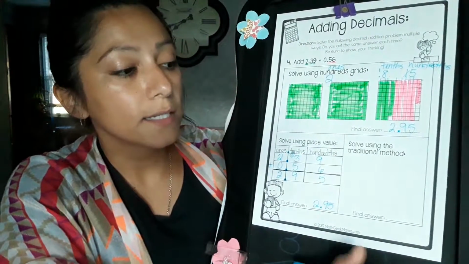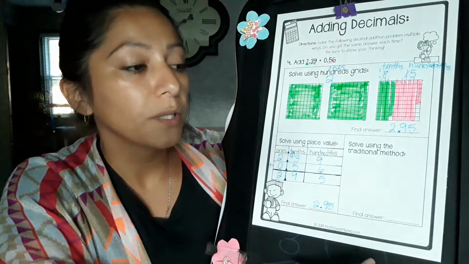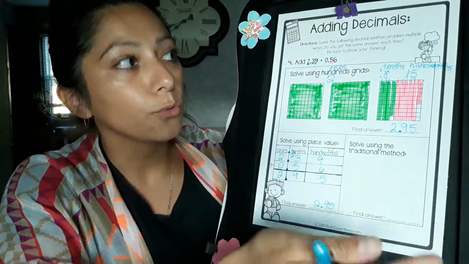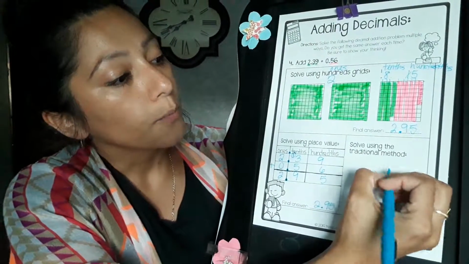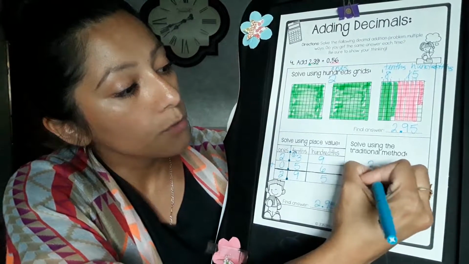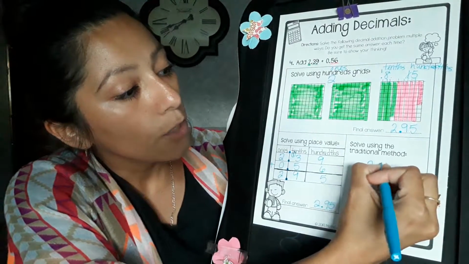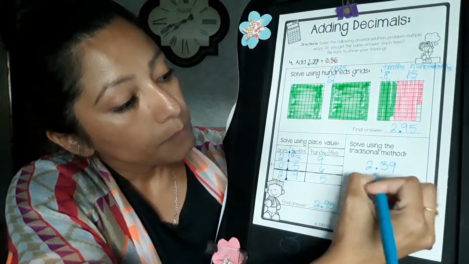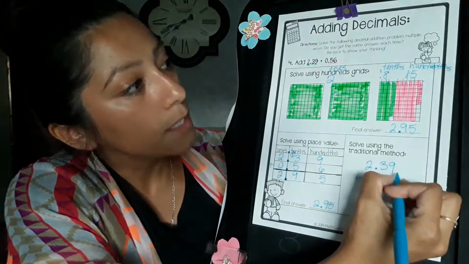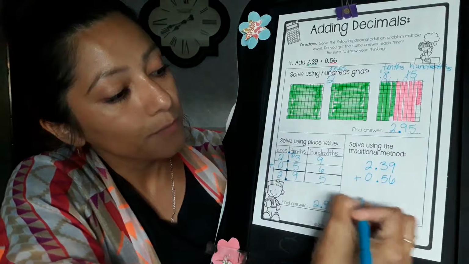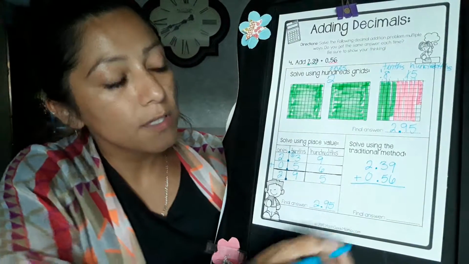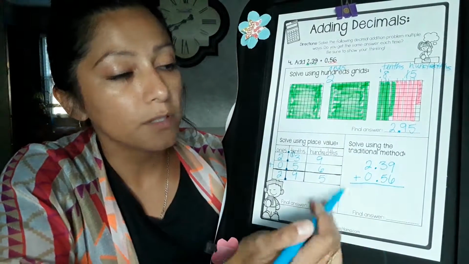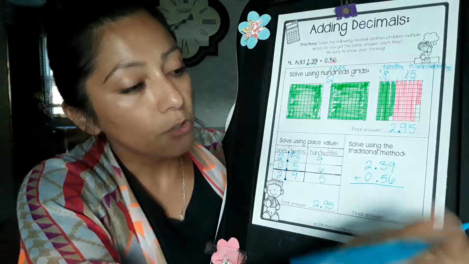Okay, now our traditional method. When we're adding decimals, we always have to make sure that we line up our decimals. Okay, that rule applies for adding or subtracting. So let's put in our numbers. 2 and 39/100ths plus 56/100ths. And I like to put a 0 there in the ones because I know that we don't have any ones, so I like to put a 0 there. You don't have to if you don't want to.